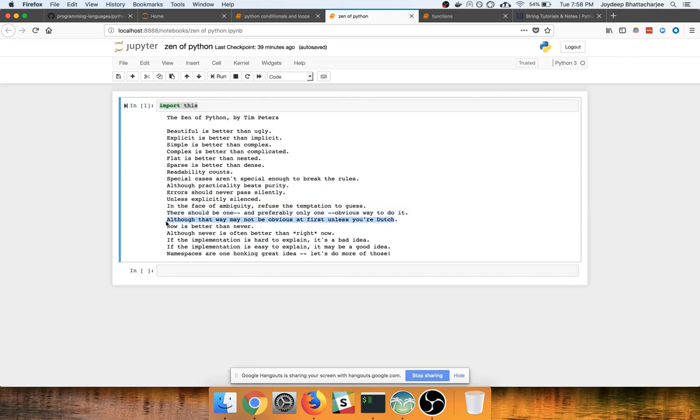Frankly speaking, I also don't understand this part, it's kind of Dutch. But apart from this, this part you can read: although that way may not be obvious at first, there should be one and preferably only one obvious way to do it, although that way may not be obvious at first.